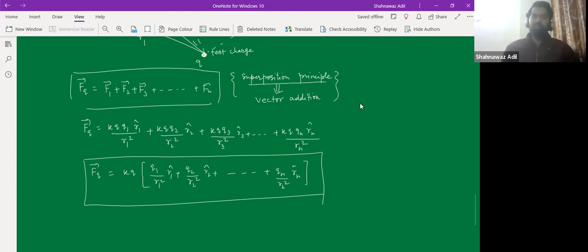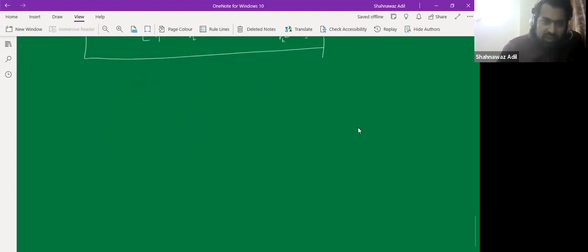So, what kind of question comes? We'll talk about that in the next class. But let's say you have three charges on the vertices of an equilateral triangle. So let's say this is L, this is L, this is L.